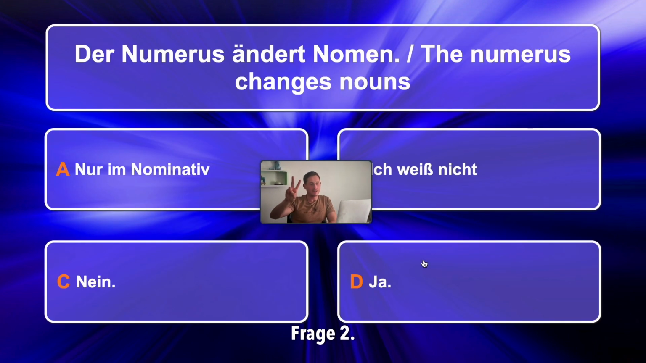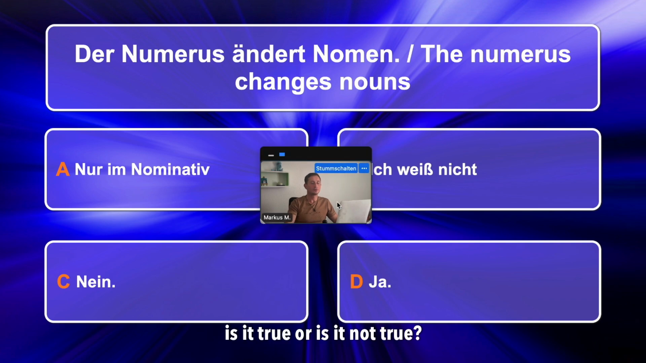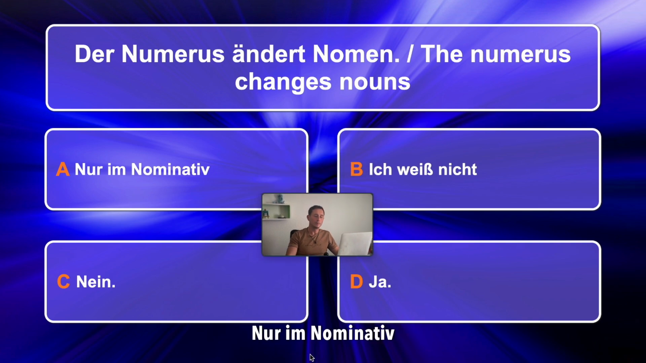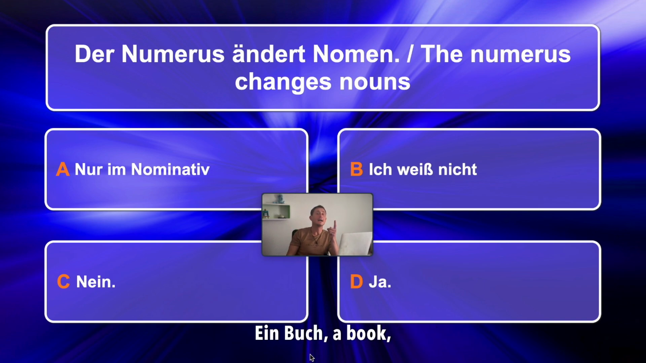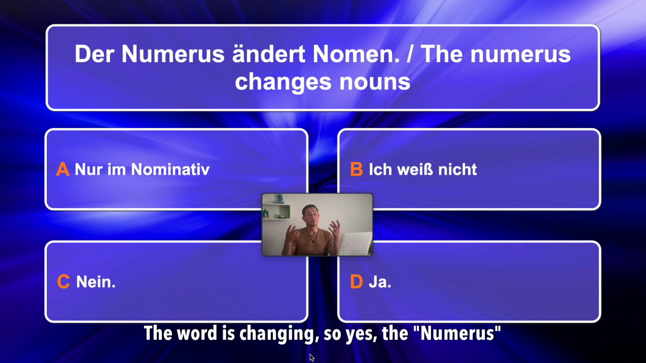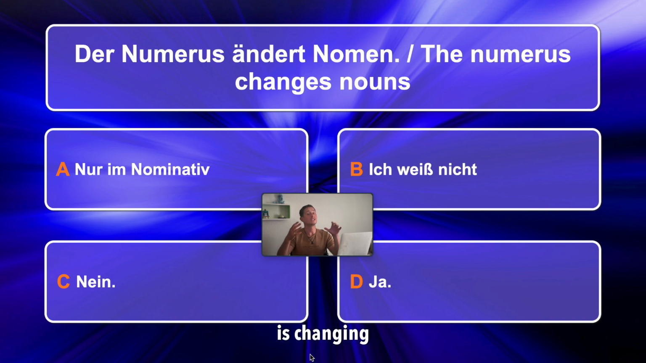Frage Nummer 2. Der Numerus ändert Nomen. Is it true or is it not true? No im Nominativ, ich weiß nicht, nein, ja. Is the word changing if you have another numerus? You have most of the times in the German language: ein Buch, a book, 2 Bücher. The word is changing. So yes, the numerus is changing the nouns.